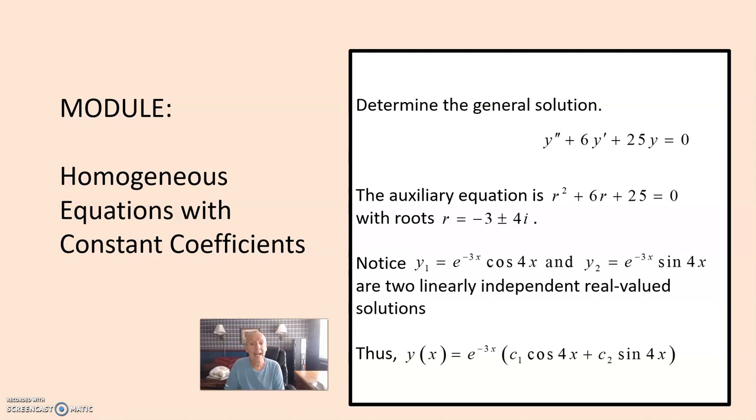And then finally we have our general solution. That is y, which is equal to e to the -3x power times the quantity c sub 1 times cosine of 4x plus c sub 2 times sine of 4x.